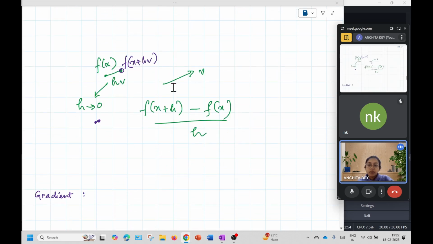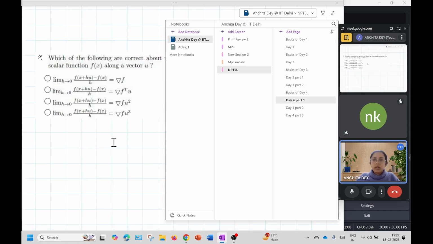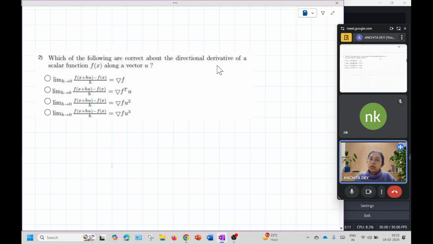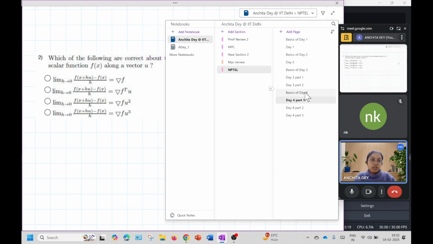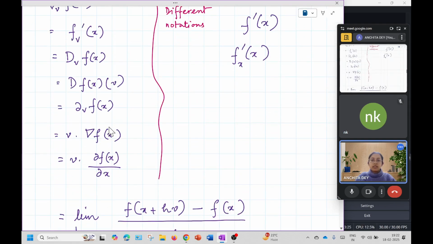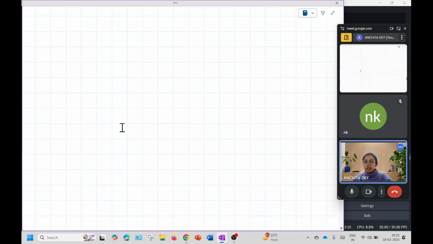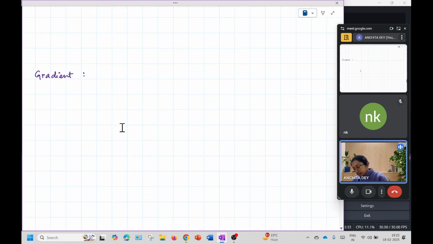Okay, so let me just increase. If we move to the question we had here, which of the following are correct, I hope the concept of directional derivative is clear. And since we are dealing with adaptive control where we are using gradient based update laws, how can we also talk about this directional derivative with respect to gradients? See, gradient is basically telling you how a function is changing. Okay, so let me just write it down first.